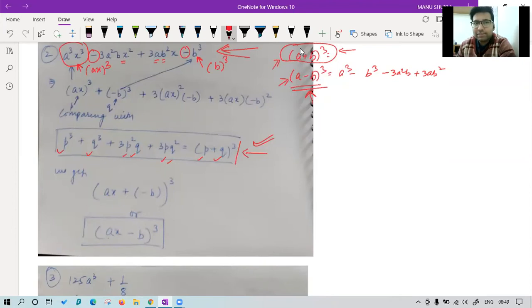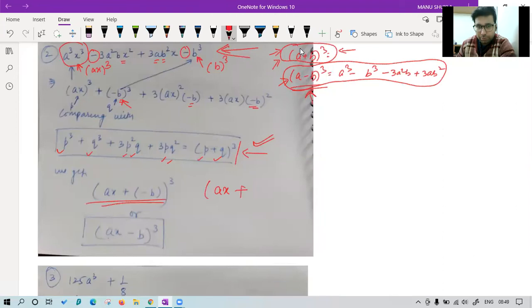I have a tendency to make every question positive only. So you can see I have written this minus 3a square b x square as this thing and this thing and this thing. I have brought all the negatives inside just to use the first formula. I have not used the second formula. But if you are comfortable using the second one directly, you can do that also. I hope that is not an issue. So that's why I got the answer as ax plus minus b whole cube.